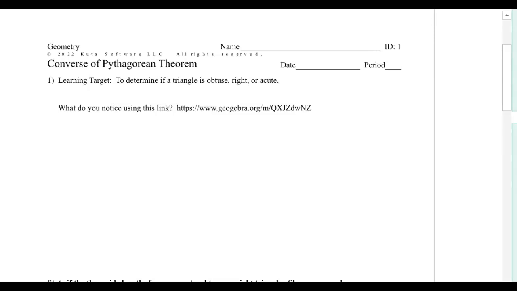Hello geometry students, today's learning target is to determine if a triangle is obtuse, right, or acute given three sides of a triangle. So yesterday we learned that if c squared was equal to a squared plus b squared, then the triangle is a right triangle.